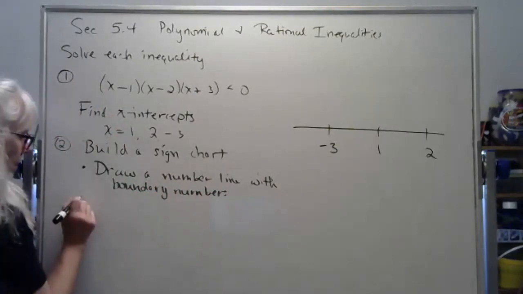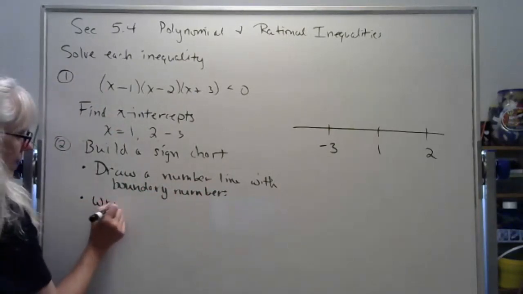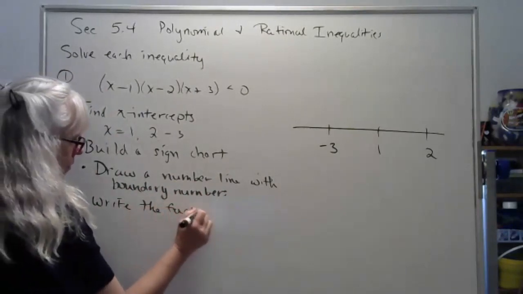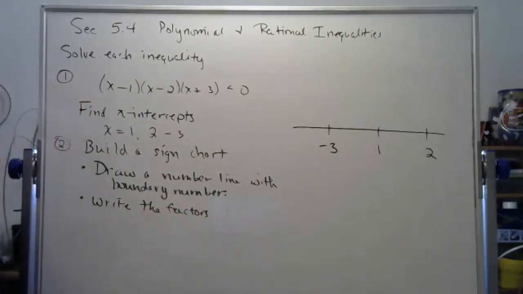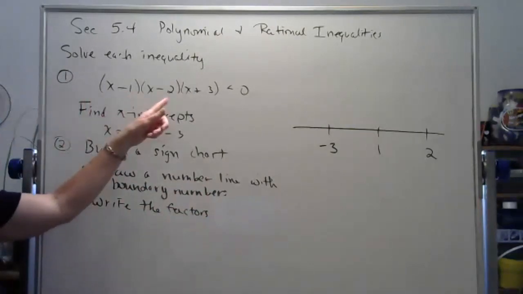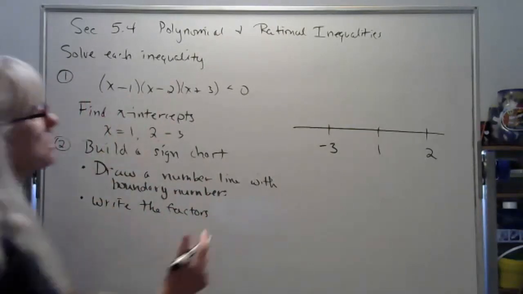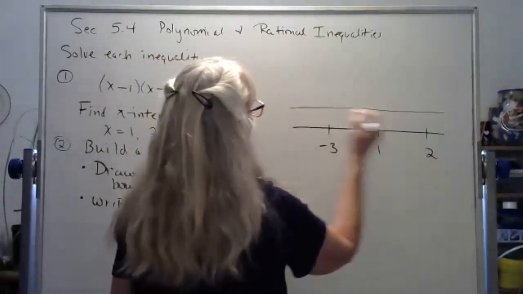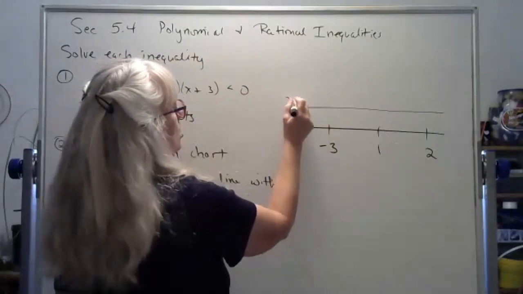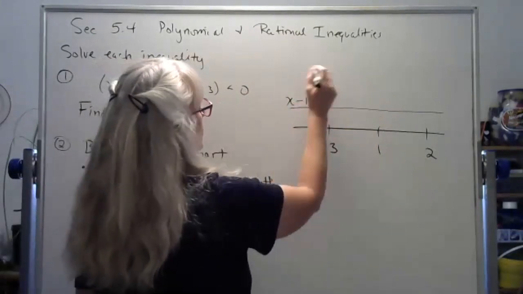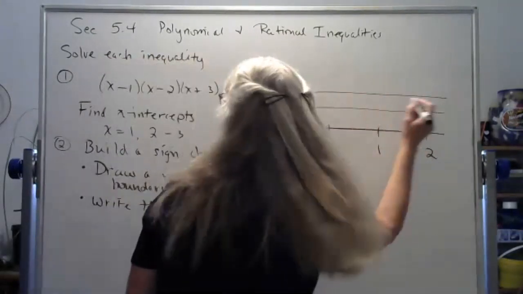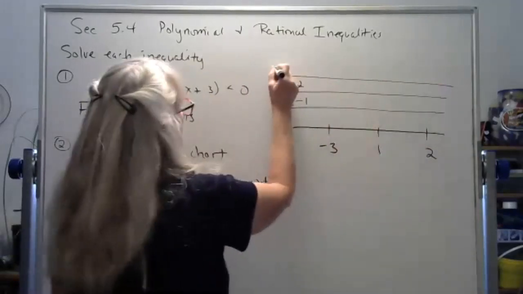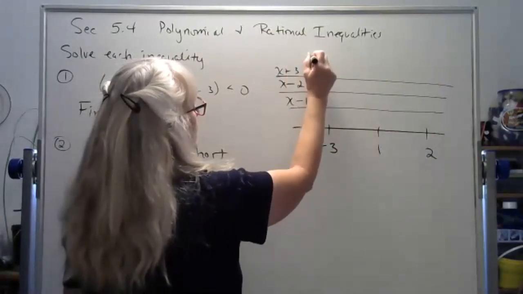Okay. The next thing we're going to do is we're going to write the factors. So the factors are the x minus 1, the x minus 2, and the x plus 3. And I'm going to place those above it. Now what I actually need is I need a row in through here. And then I'm going to list those factors. And the order you list them in doesn't matter. So there's the x minus 1. Then I'll have my x minus 2. And then I'll have my x plus 3. I didn't leave myself a lot of room.